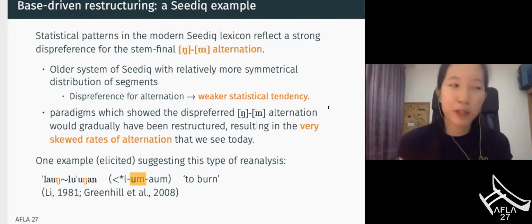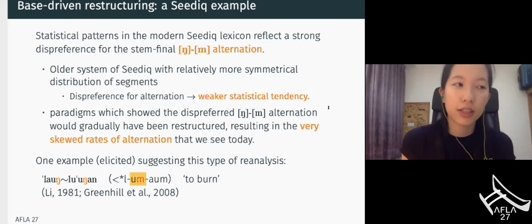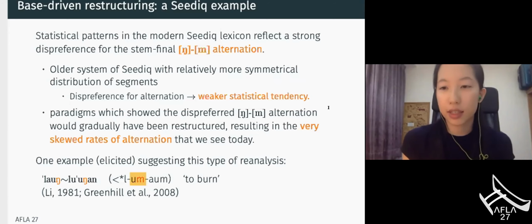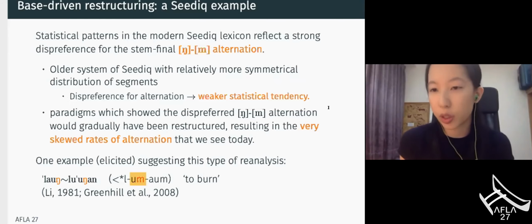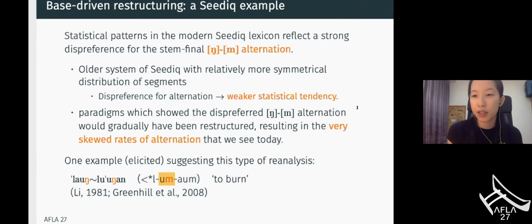In principle, reanalyses could be based on a variety of factors, including usage frequency. That is something I have considered, but unfortunately I haven't been able to find frequency counts for Seediq. In the case of Albright's theory, he suggests that the base is selected based on which one is more informative, due to suffering from less neutralization.